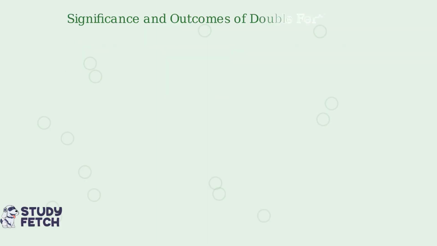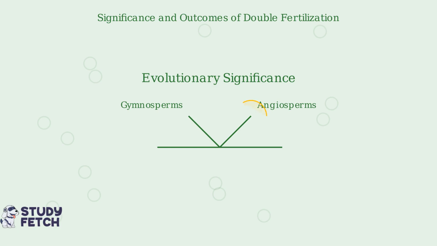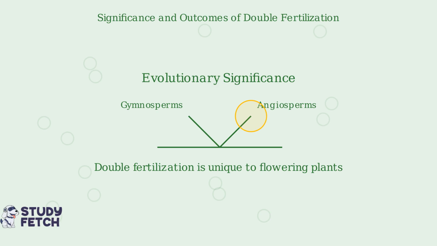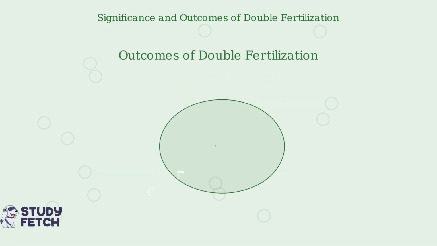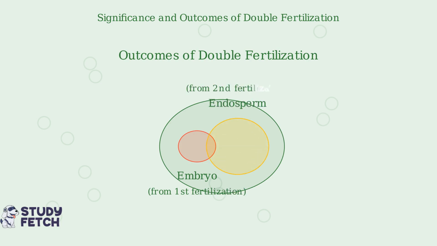Let's explore the significance and outcomes of double fertilization in flowering plants. Double fertilization is evolutionarily significant because it is unique to flowering plants, or angiosperms. The first fertilization produces an embryo that will develop into the new plant. The second fertilization creates endosperm, a nutritive tissue that provides food for the developing embryo.